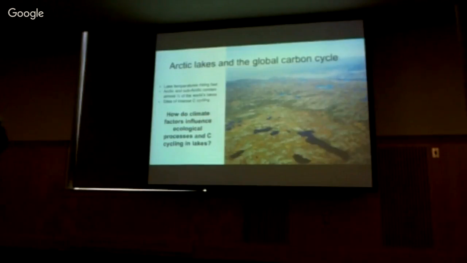And in this area of West Greenland, the Kangerlussuaq landscape, there are around 20,000 lakes dotting the landscape. And these lakes are sites of intense carbon cycling. They play really important roles in regulating carbon CO2 emissions to the atmosphere, and they also bury a lot of carbon in their sediments. So the question I'm asking is, how do climate factors influence ecological processes and carbon cycling in these lakes?